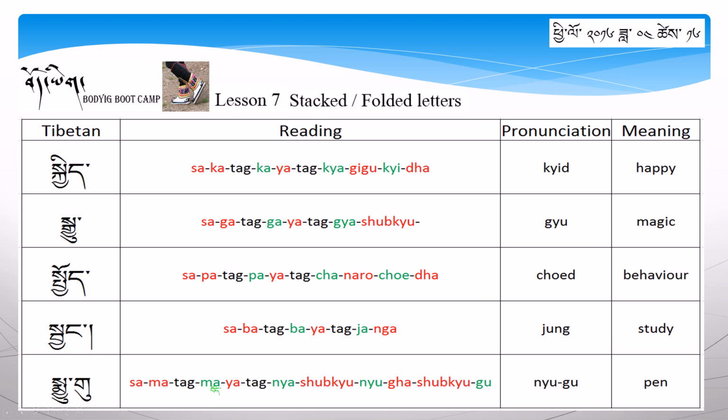And then samata, mayata, nya, shakyu, nyu, nyu. And then kashakyu, ku, nyugu. Nyugu meaning pen. So that's how it should be read. So all the red letters are the individual characters. The green is what it should sound like after that combination. And then over here in this section, when you combine it all together, how it should sound.